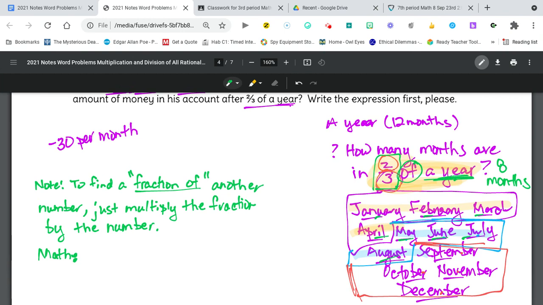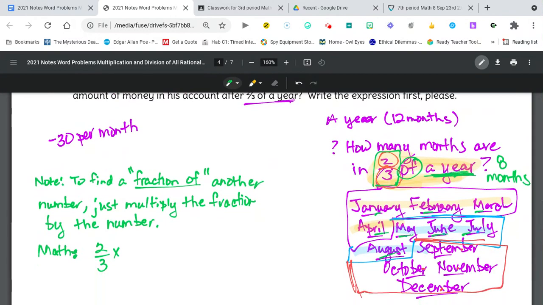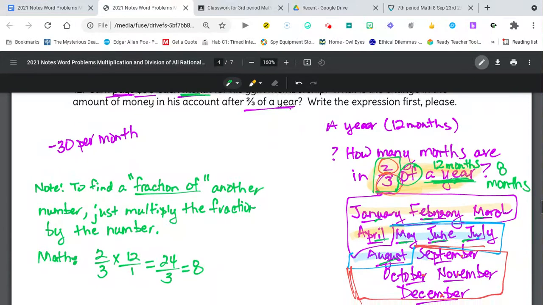So mathematically, instead of doing all that highlighting and grouping them up, the math part is just to do 2/3 times, and it says 2/3 of a year. Well, how many months are in a year, since I'm trying to get to months? So I'm going to have to change a year to 12 months. I used the number 12 for a year. So 2/3 times 12, but put it over 1. Put your whole numbers over 1. That's going to give you 24/3, which is just 8. And again, this is 12 months. So 2/3 of 12 is 8 months. That's the math part, okay?